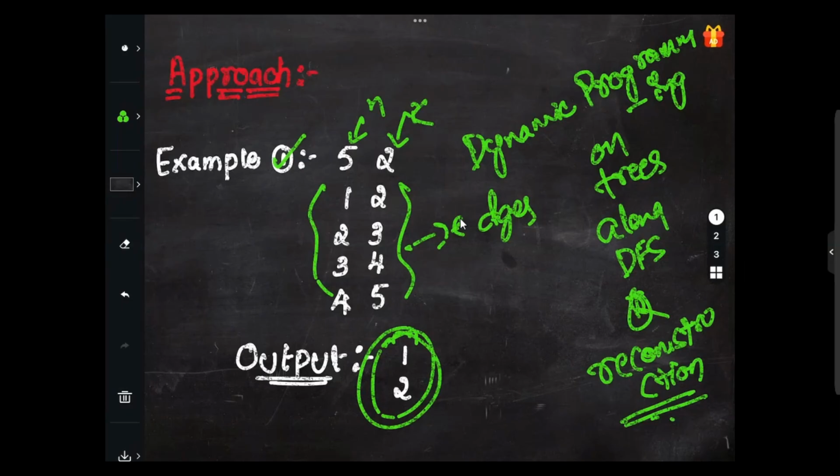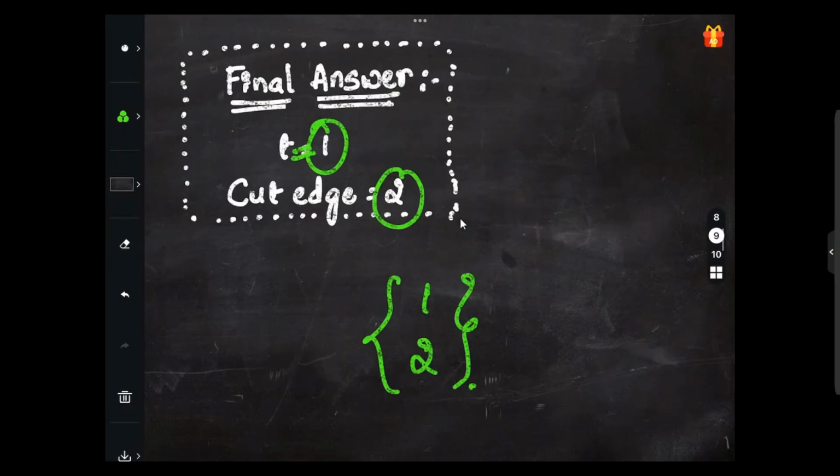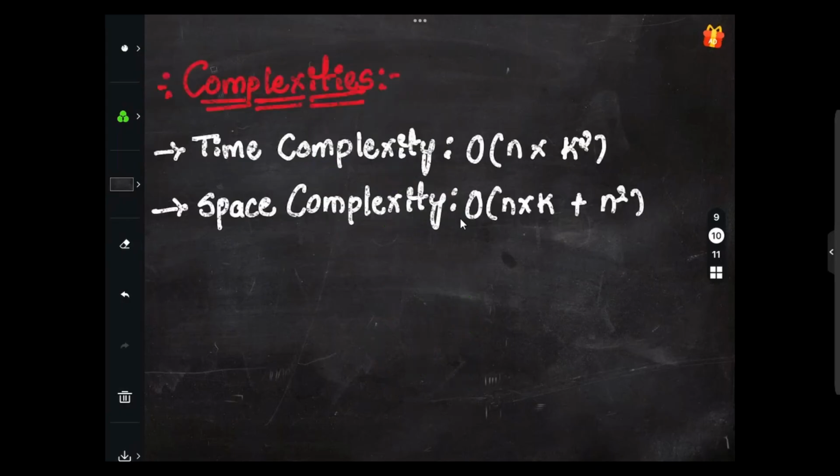Now as we are completely familiar with the approach, let's quickly discuss the complexities part. When I say complexities, what will be the time complexity and the space complexity here? The time complexity would be big O of n into k square. So why will it be big O of n into k square here?